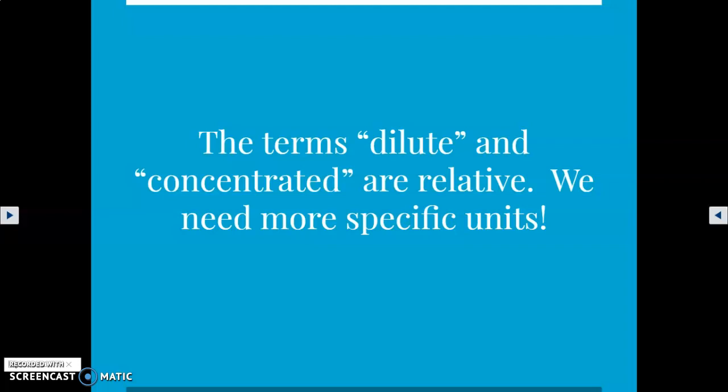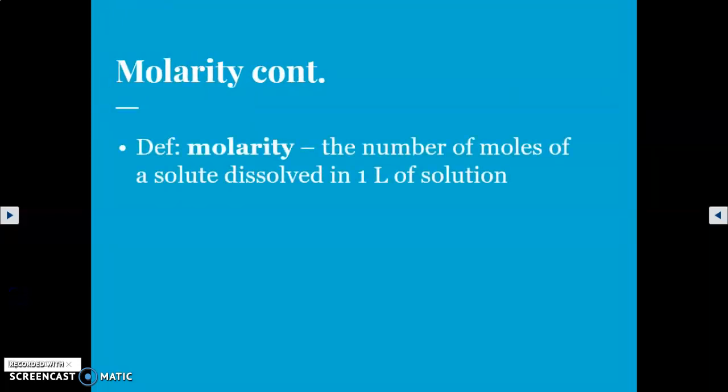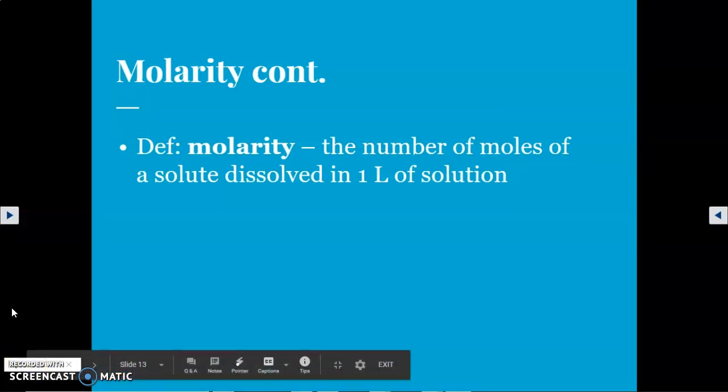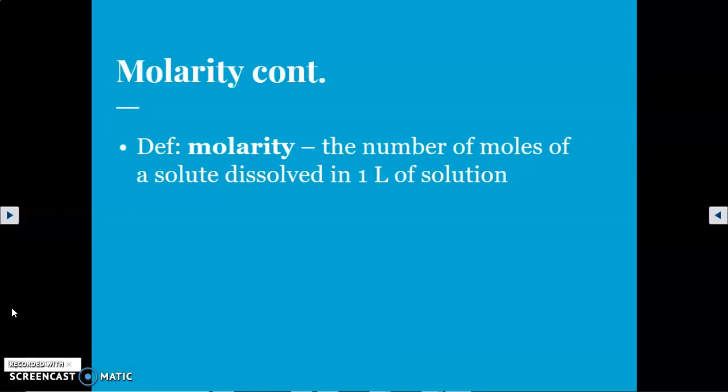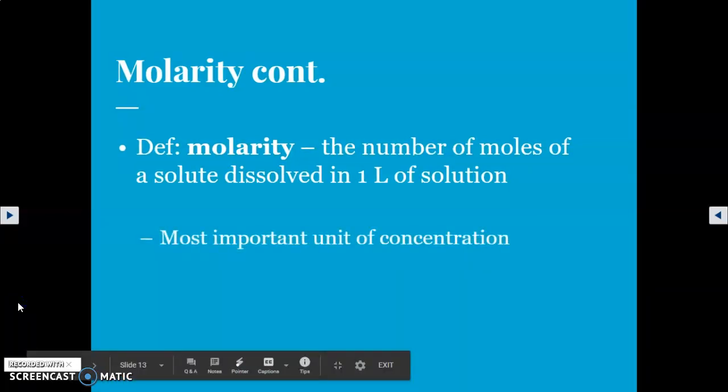We need more specific units, like how much solute is there in the given solvent or in the given solution. And molarity is our most common unit that has specific units attached. Molarity is defined as the number of moles of solute dissolved per 1 liter of solution. So we always want to think about this as a conversion factor in order to calculate the number of moles per 1 liter. There's our most important unit of concentration.